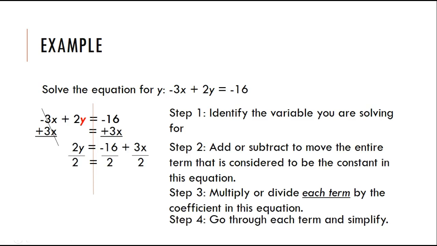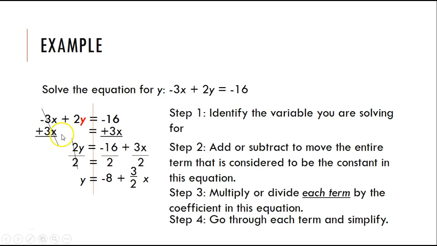After you do that, the last thing you're going to do is just go term by term and simplify. So we're going to start with this term. 2y divided by 2 leaves us with 1y, or just y, because 2 divided by 2 is 1. Negative 16 divided by 2 leaves us with negative 8. And 3x divided by 2, you can't really simplify that. You can change it to a decimal, that's fine, or you can just leave it as 3 halves x.